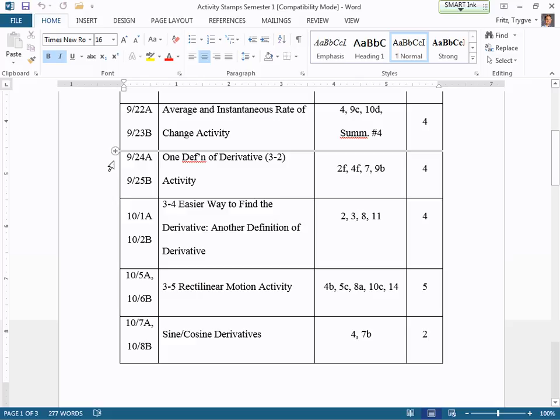Okay, and so in just a minute, I'm going to go ahead and stop the recording since we've ended our discussion portion of the class, and we'll focus in on our stamp count, and we'll get you credit for your hard work.